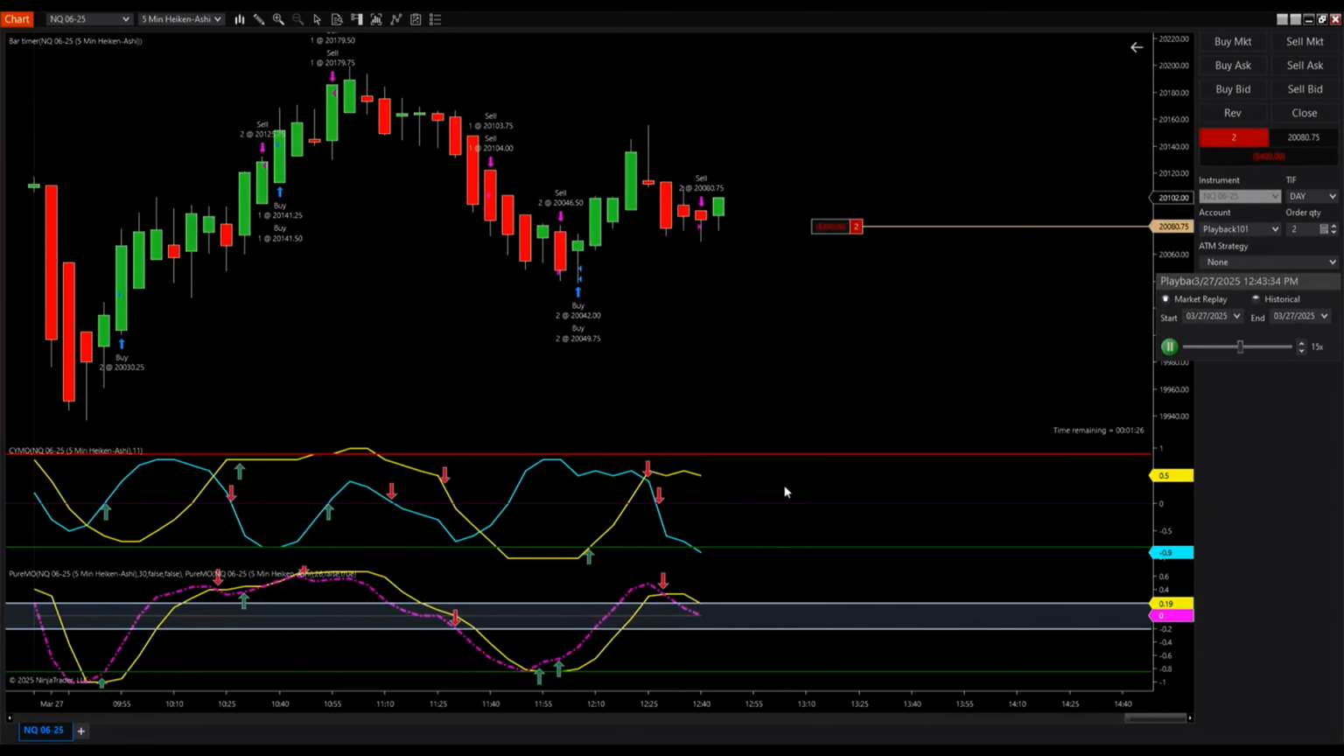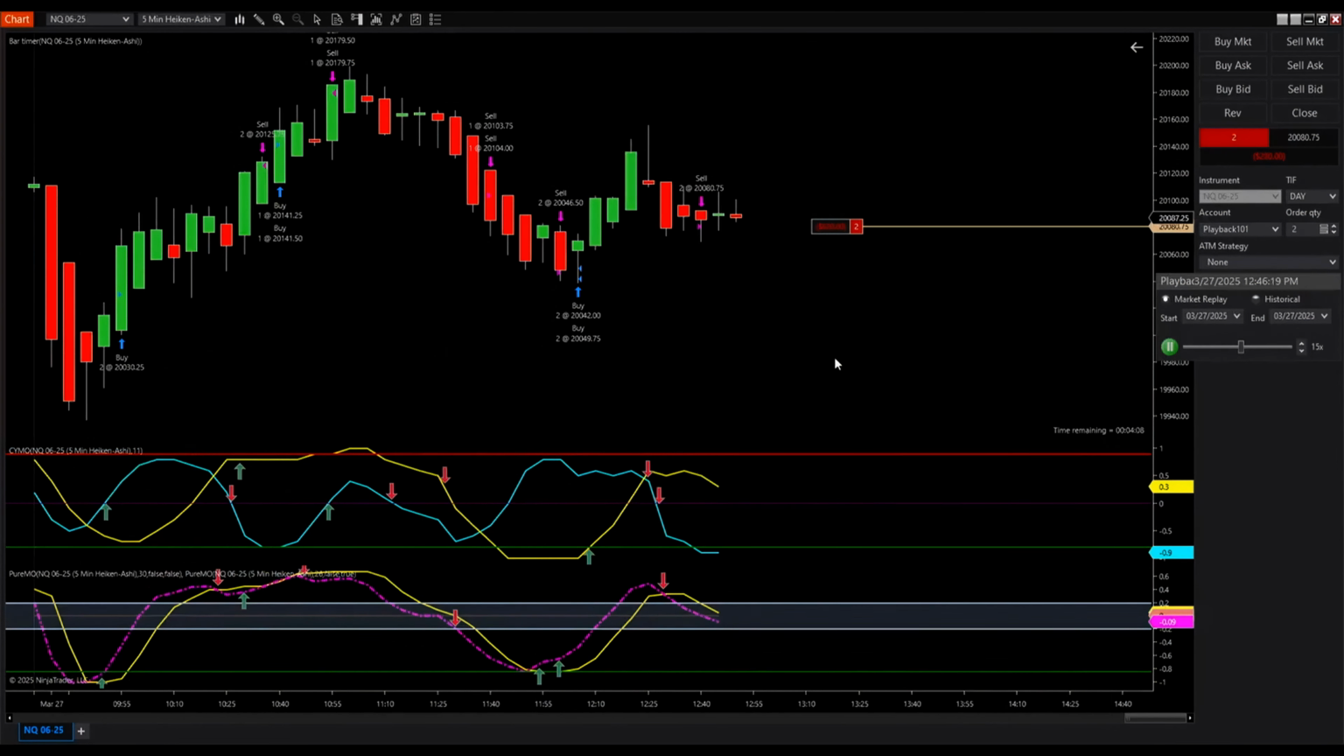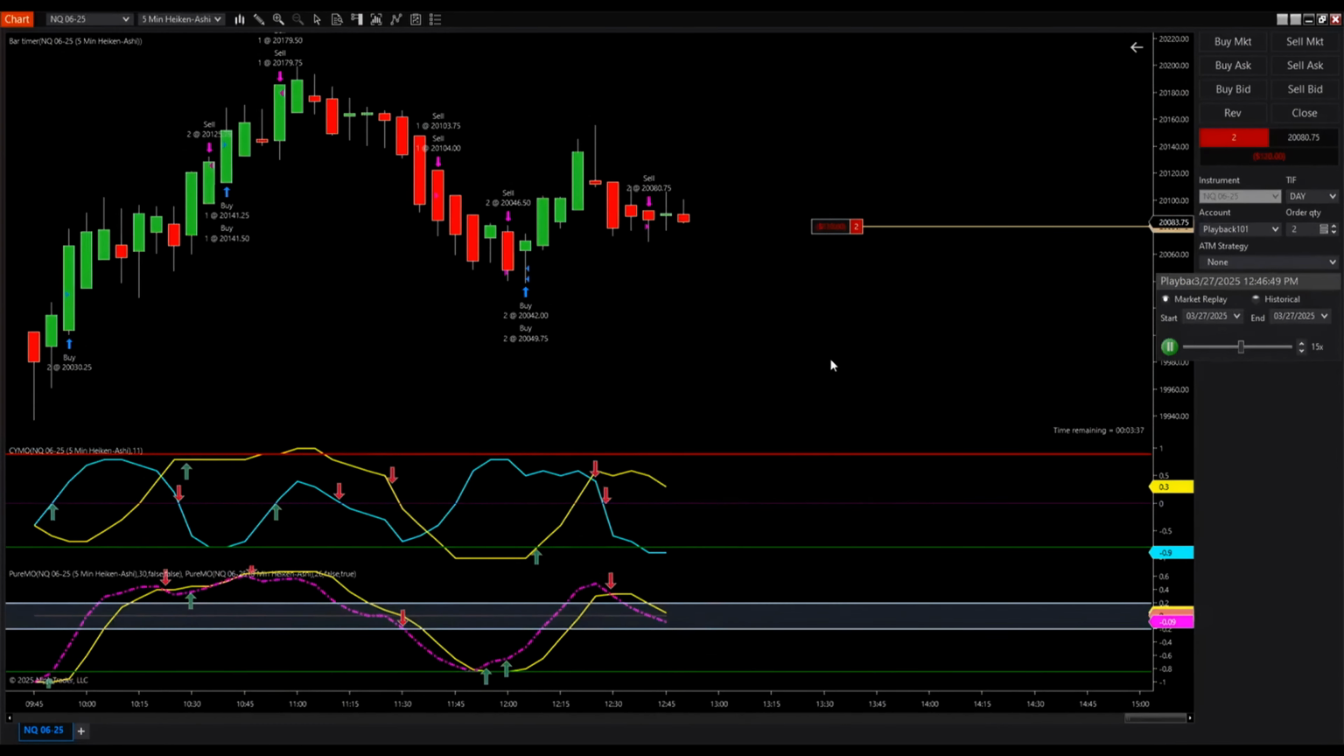Now, if you want extra confirmation, you want to wait for the purple line to actually cross at least below zero, you're welcome to do that, and that's perfectly fine. I probably pulled the trigger on this a little bit too early, but let's see what happens since I'm now in the trade, okay?